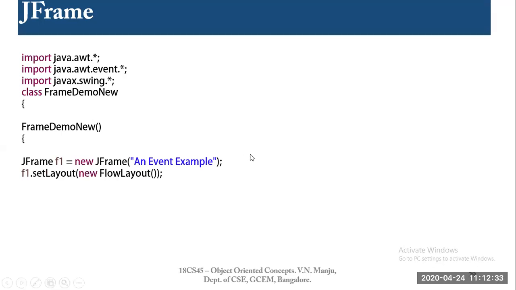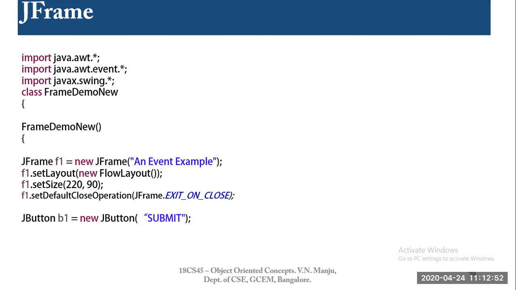Now you can set the layout. As we know, setting the layout in an applet, I'm setting FlowLayout. Then I'm setting the size for the frame. I'm setting the default close operation. When a window is there, you should have the cross mark, which when I press it should exit. So that is what the default close operation does.